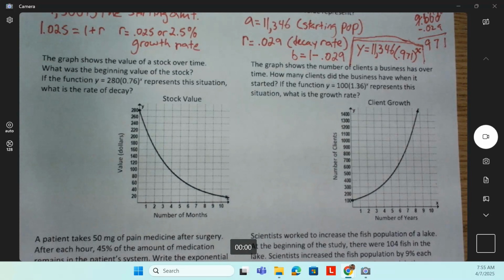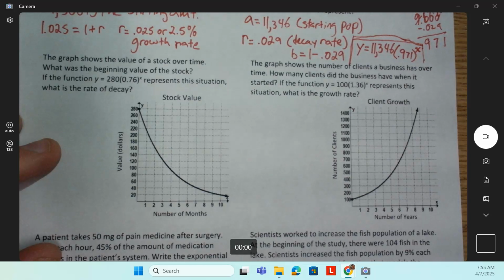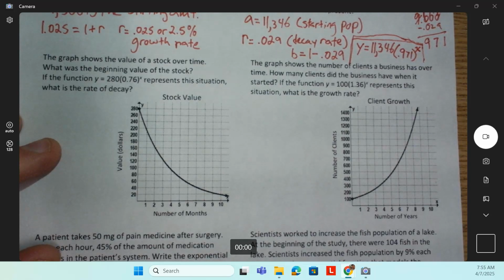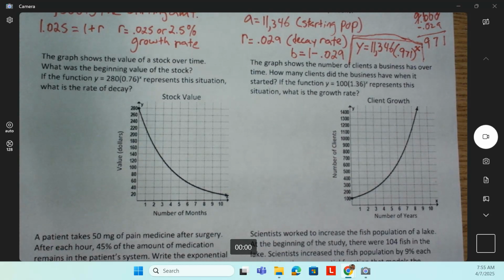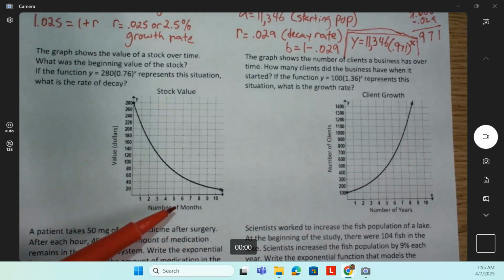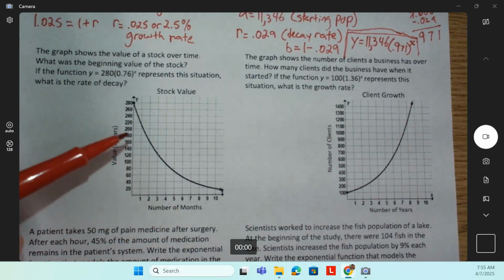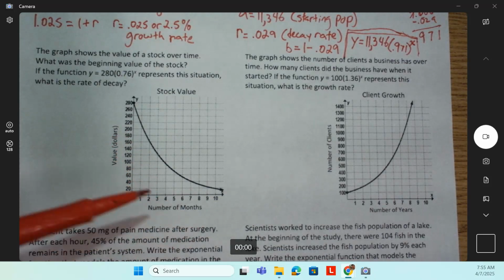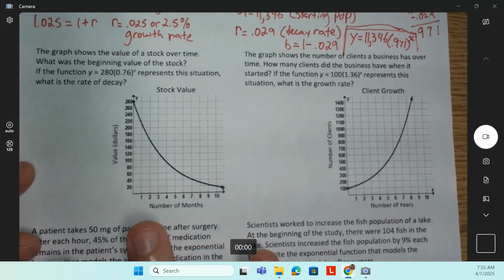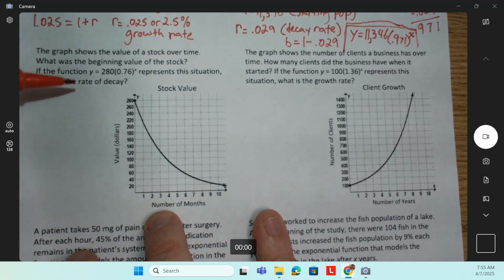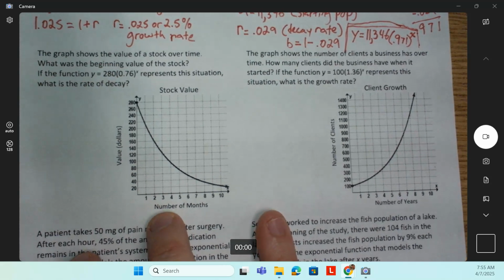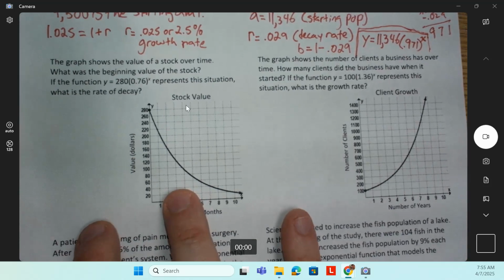Okay, now we've got a graph showing the value of a stock over time. And so the function's y equals 280 times 0.76 to the power of x. That represents it. And so that's going to be number of months, it looks like. This is probably not a stock you'd want to invest in because that is going down pretty quickly. But getting that information, we can just go off of the formula that we have there.